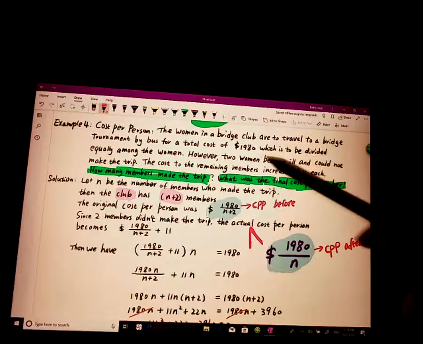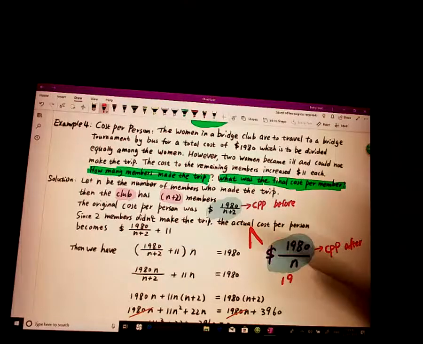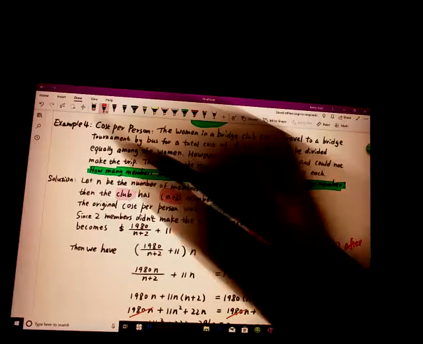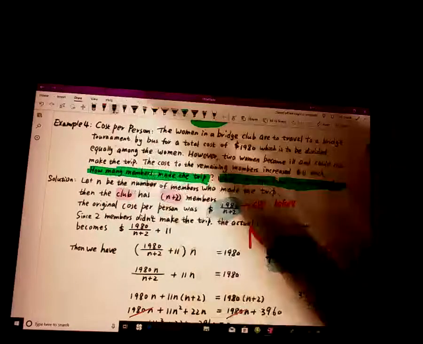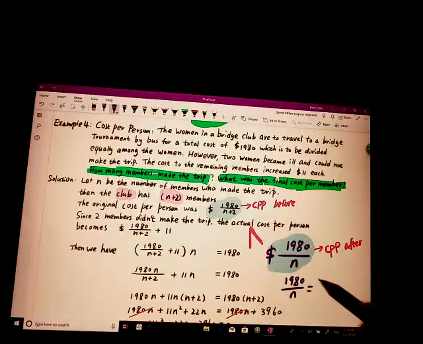$11 more. That's given. Read the problem. That is given. $11 more. So we have, let me change the color, so we have 1980 over n equals 1980 over n plus 2, and that is the modeling part.